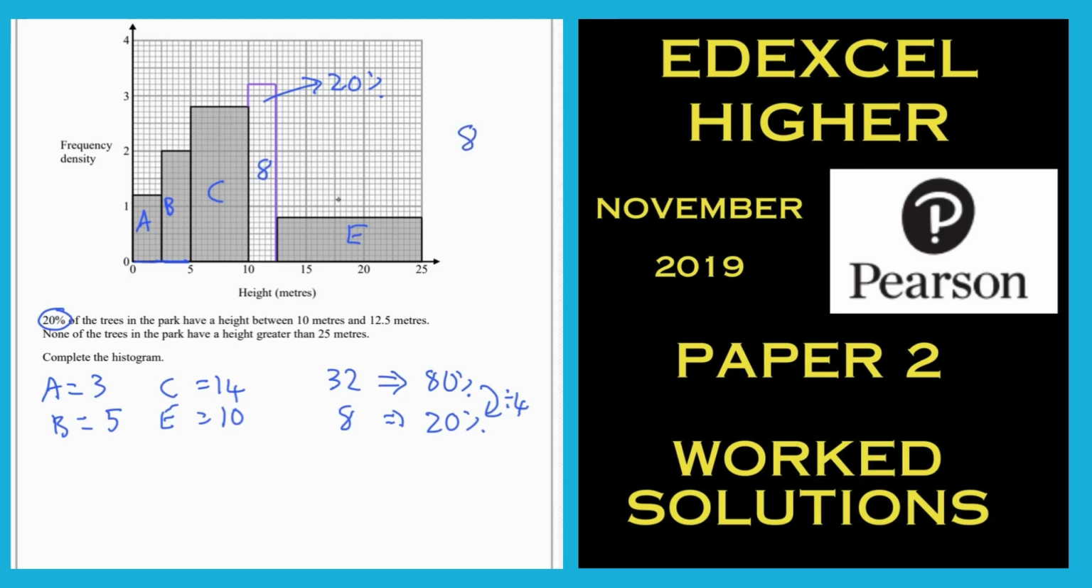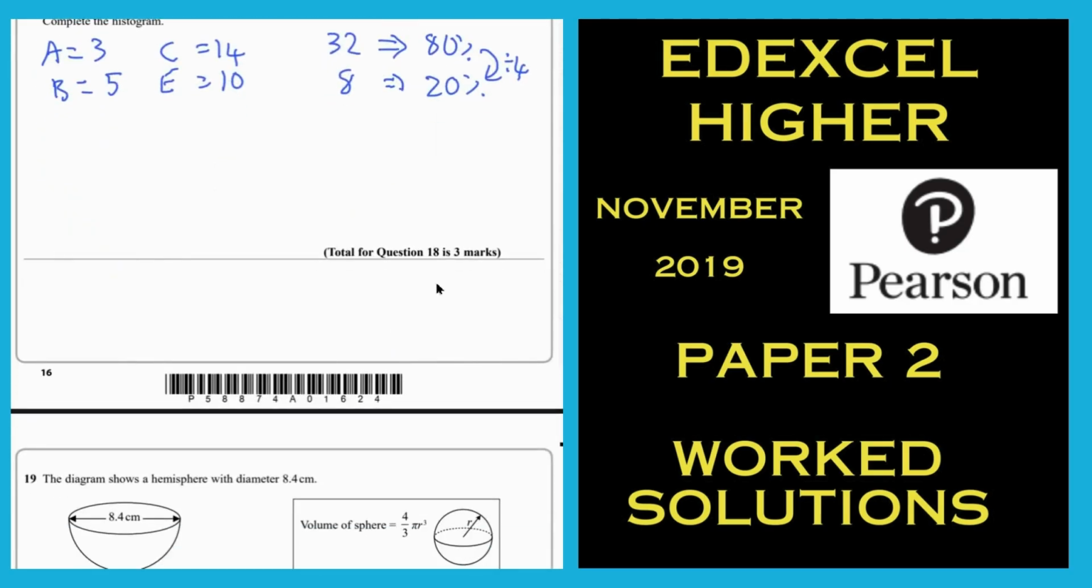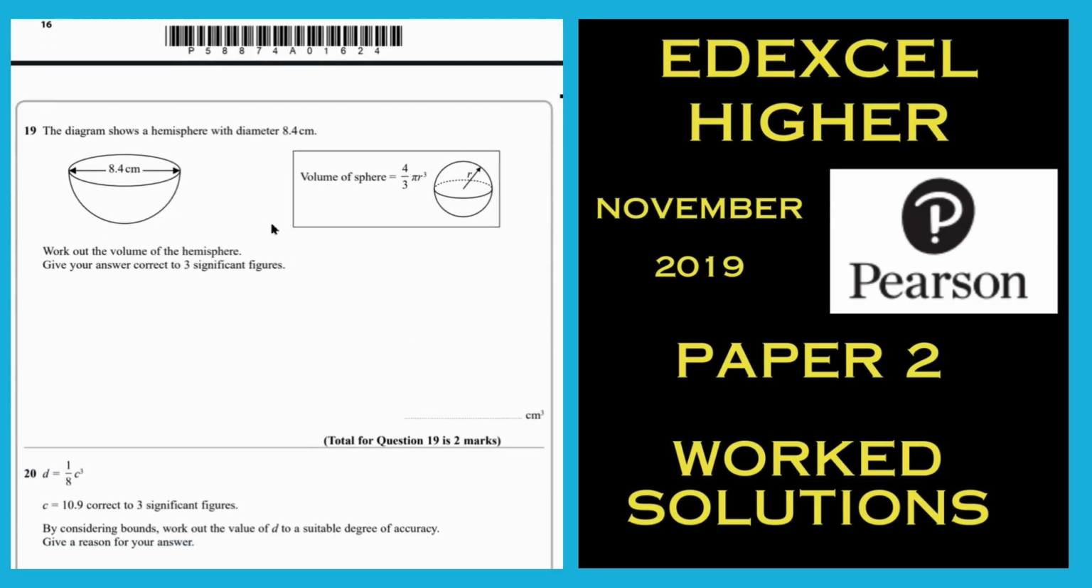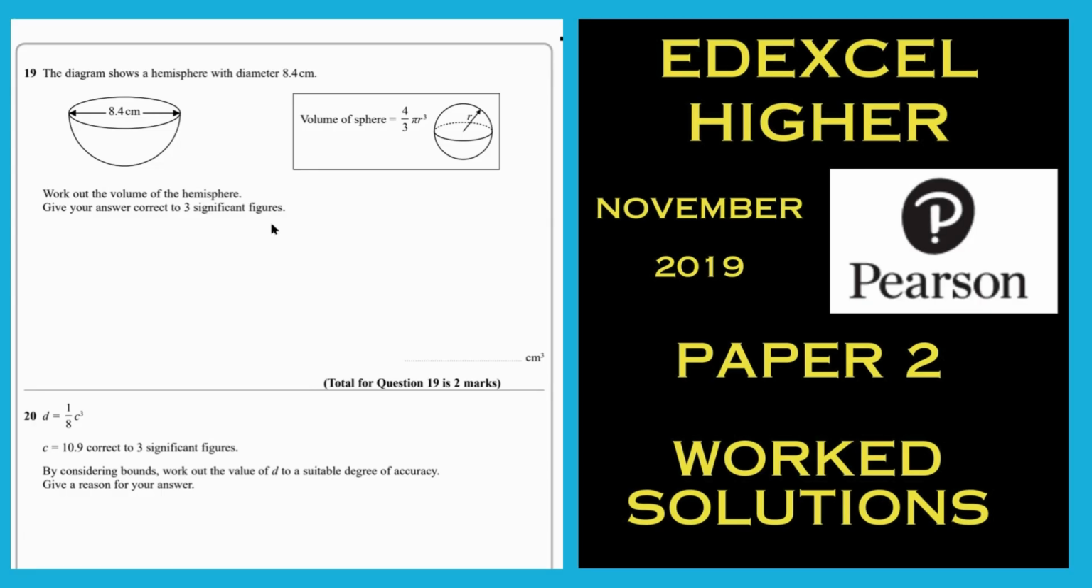Area of 8, its width is restricted to 2.5. Divide area by width to give you the height you need to draw. 3.2. And in goes your bar, as you can see. There's 3.2. Job done. 3 marks, a bit stingy, a lot of work on that, but not a bad question. Number 19 is pretty straightforward.